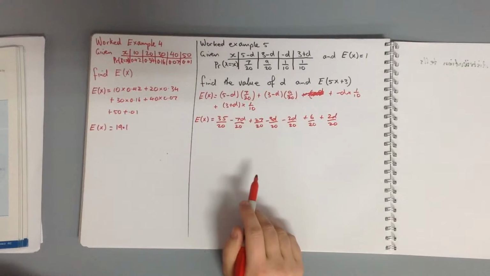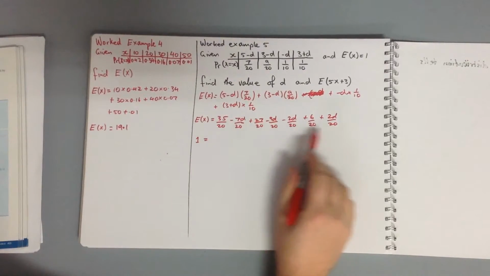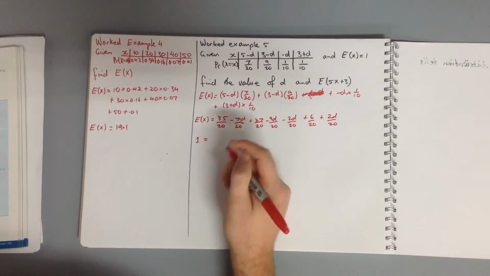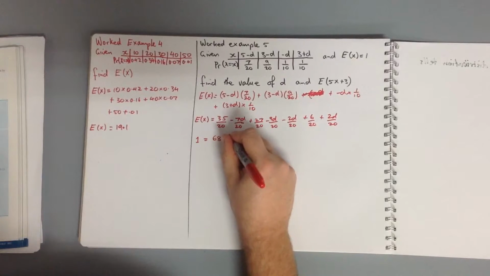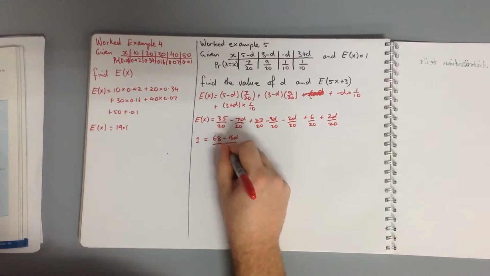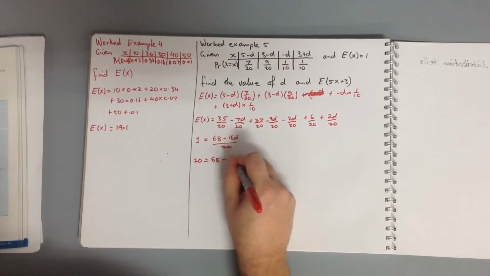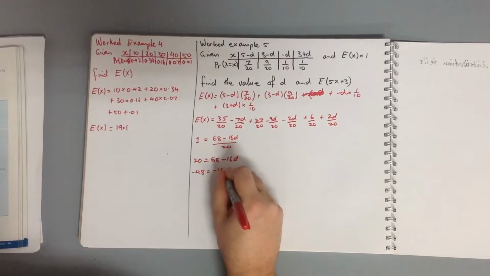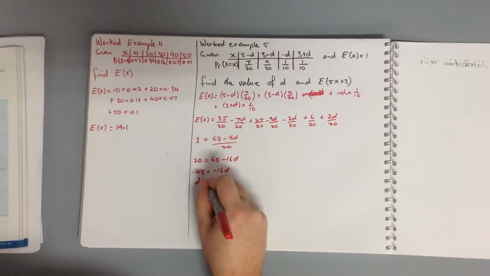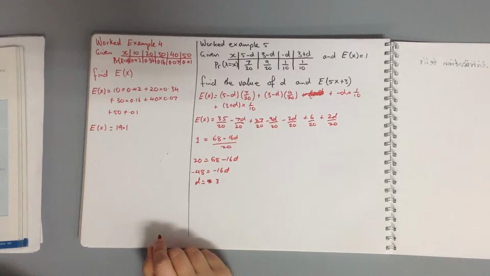Now we know our expected value is equal to 1. When we add these together, we end up getting 68 minus 16d on 20. So you can say 20 equals 68 minus 16d, which means minus 48 equals minus 16d. So d equals 3. So we know our d equals 3.